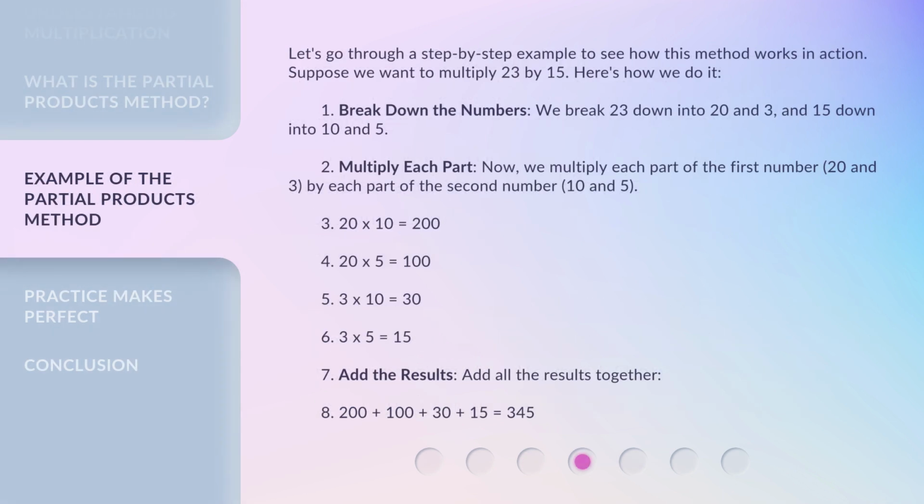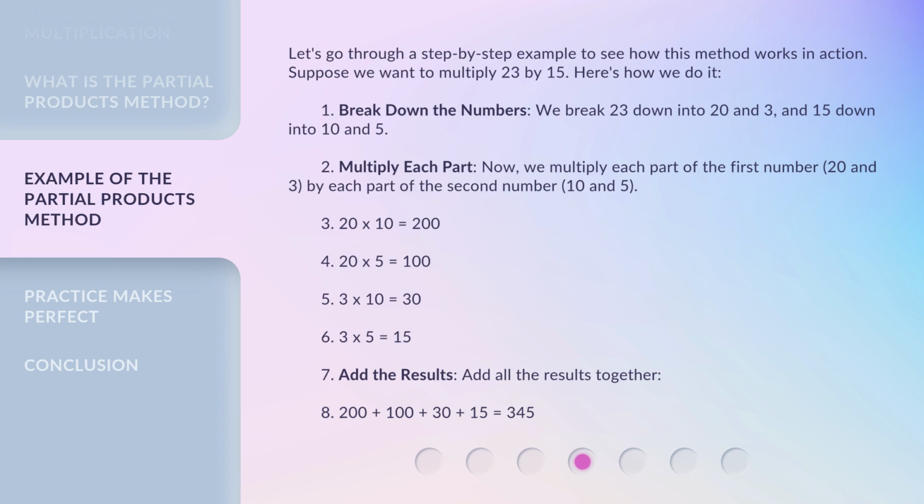Let's go through a step-by-step example to see how this method works in action. Suppose we want to multiply 23 by 15. Here's how we do it. 1. Break down the numbers. We break 23 down into 20 and 3, and 15 down into 10 and 5. 2. Multiply each part. Now, we multiply each part of the first number, 20 and 3, by each part of the second number, 10 and 5.